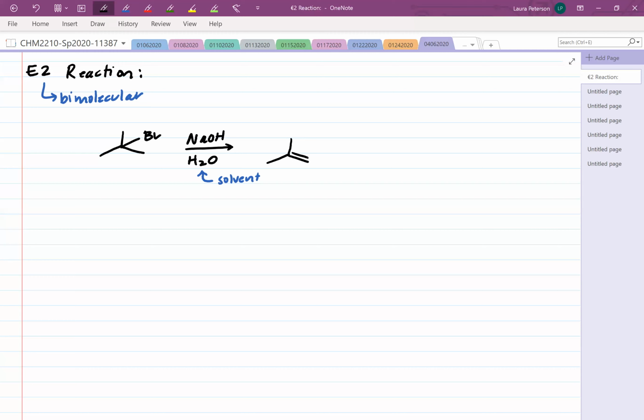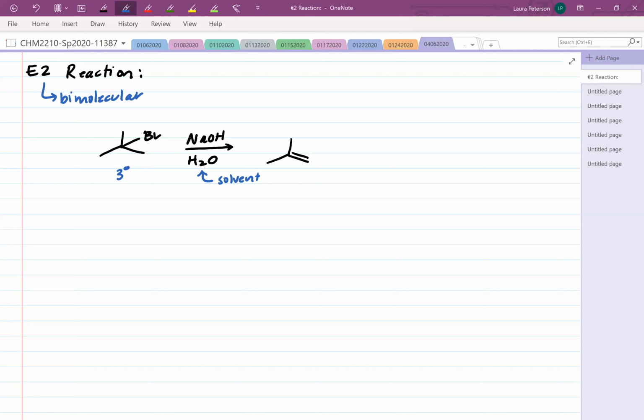I just want to look at this quickly because if you look at this tertiary bromide, when we looked at the SN1 and E1 mechanisms, this was our starting material. We used the same tertiary bromide to undergo those reactions. So one thing we should note right off the bat is that it seems like tertiary halides are going to be suitable starting materials for the E2 reaction.